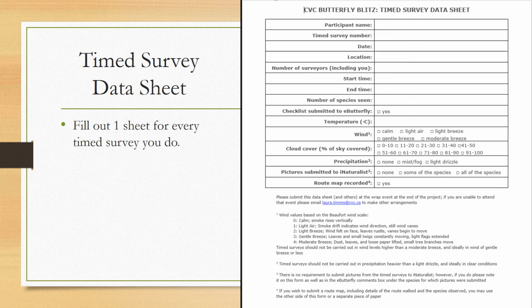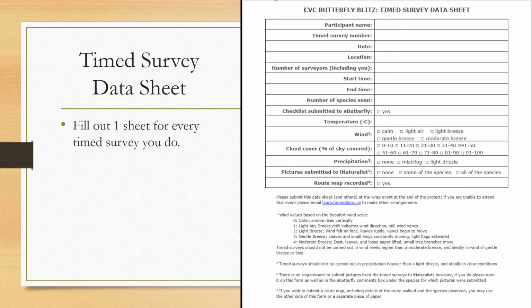And this is the time survey data sheet. You're going to need to fill out one of these for every time survey that you do. It's fairly simple in premise. There's not a whole lot that's terribly difficult about this, but just as a rundown, you're going to need your participant name at the top there, your time survey number. That could just be, if you're doing 4 time surveys, 1, 2, 3, 4, whatever the case might work for you. The date and location, as specific as you can get, is great.